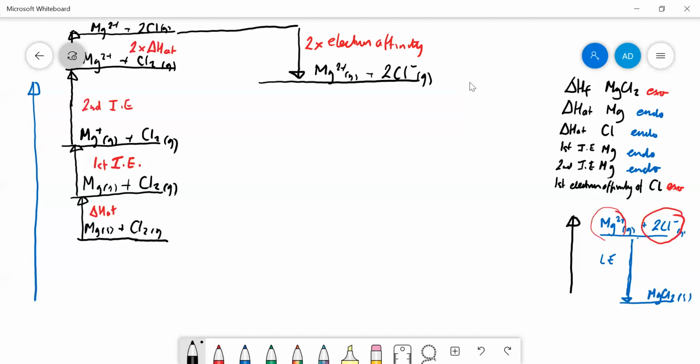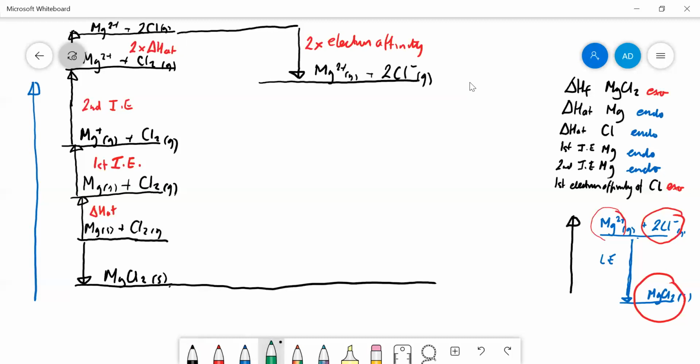What I haven't done here is, I haven't formed my magnesium chloride, have I? Now that's exothermic, so that's going to be below there. So we want an arrow going down for that one. And that's MgCl2 solid. Okay, now where's our lattice enthalpy?